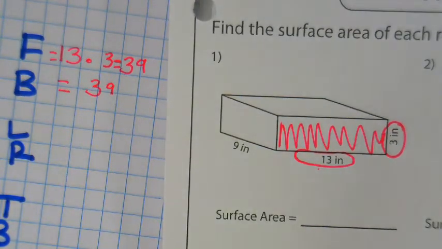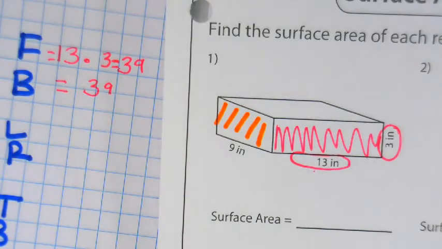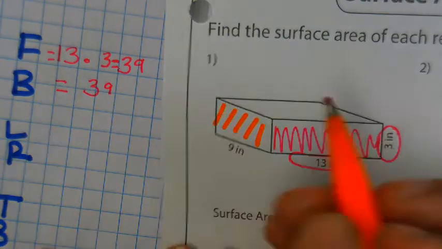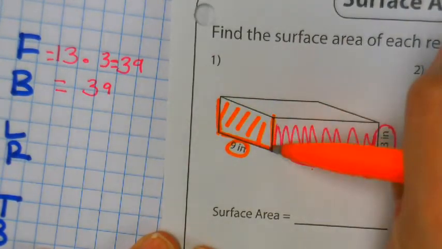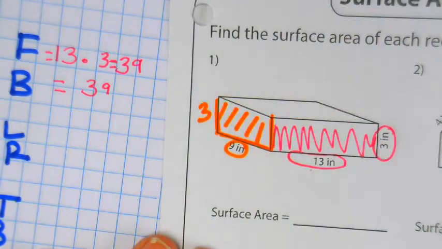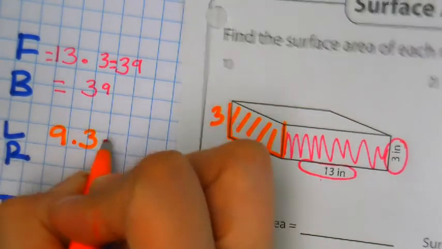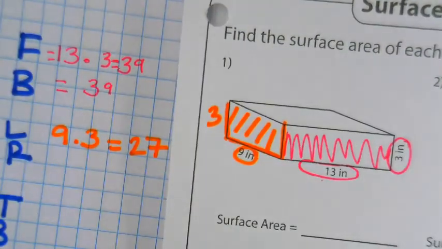Now let's do the left side. The hardest part is figuring out the measurements of the left side. What are the 2 measurements of the left side? This is 9, and then what is this? 3. Very good. So I'm going to write in my notebook 9 times 3. And what's 9 times 3? So what's the right side?